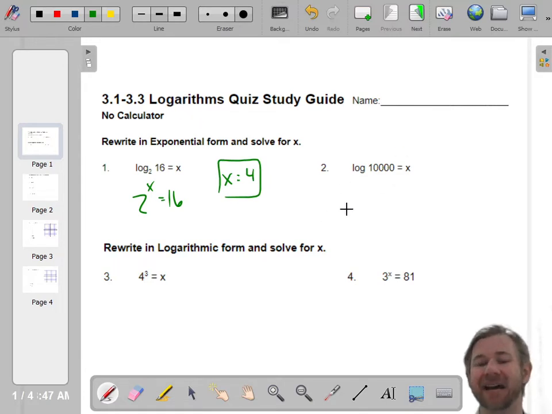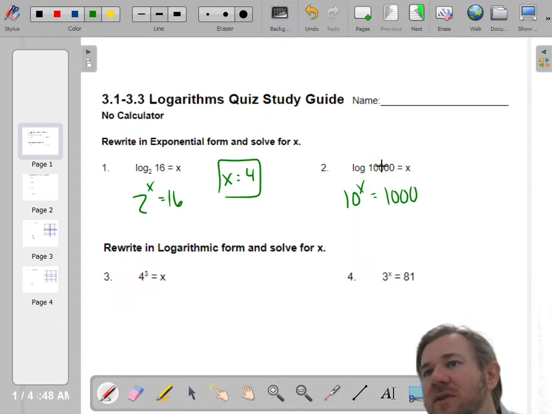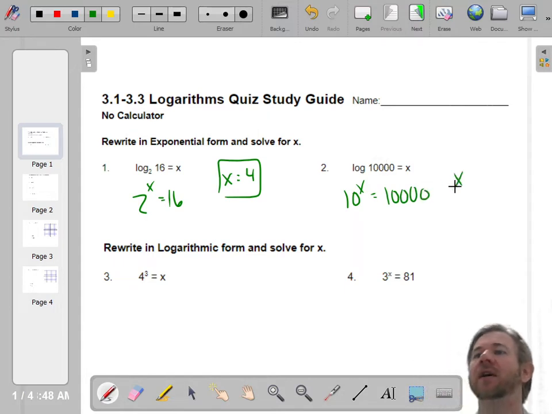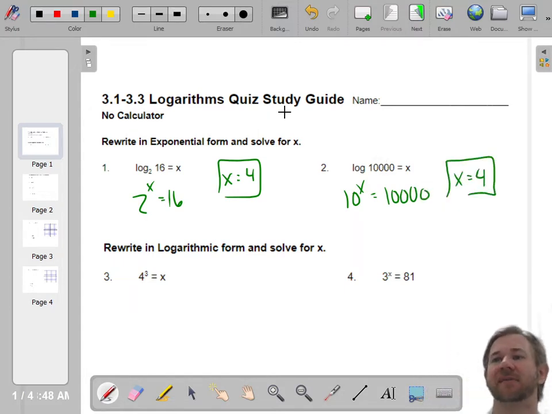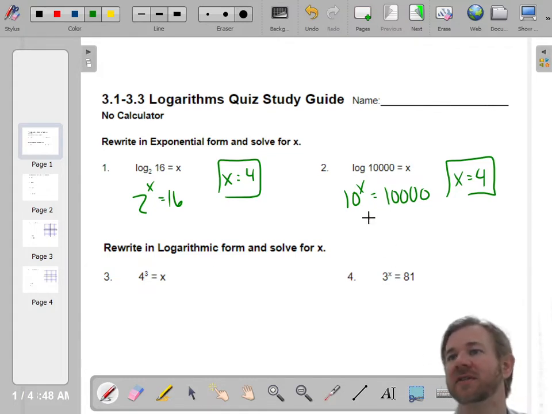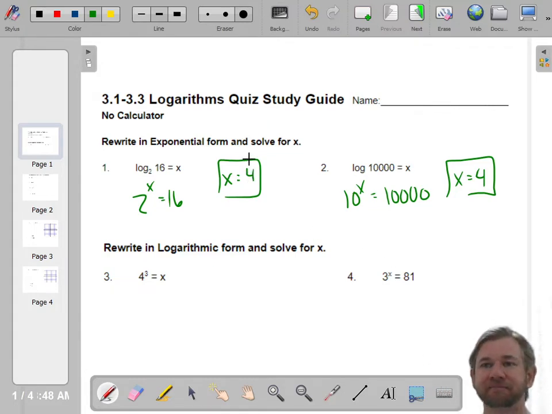The second one doesn't have a base. Oh no, what's the base? The base is 10. It's implied to be 10. It is the common logarithm. You need to know that. The base is 10 if it doesn't write it. So 10 to the x equals, what is that? 4 zeros. So it's 4. However many zeros there are, that's the power of 10. 10 to the 4th is 10,000.